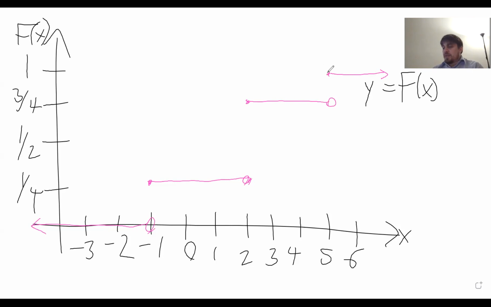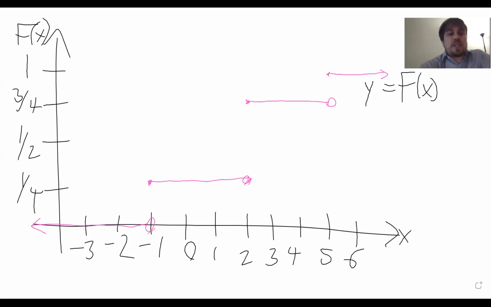Okay, so that makes sense. Look at the way we defined capital F of x as a piecewise function. The value is 0 for little x less than negative 1. The value is 1/4 for negative 1 less than or equal to x, strictly less than 2. The value is 3/4 for 2 less than or equal to x, strictly less than 5. And the value is 1 for little x greater than or equal to 5. And that's how you graph it.